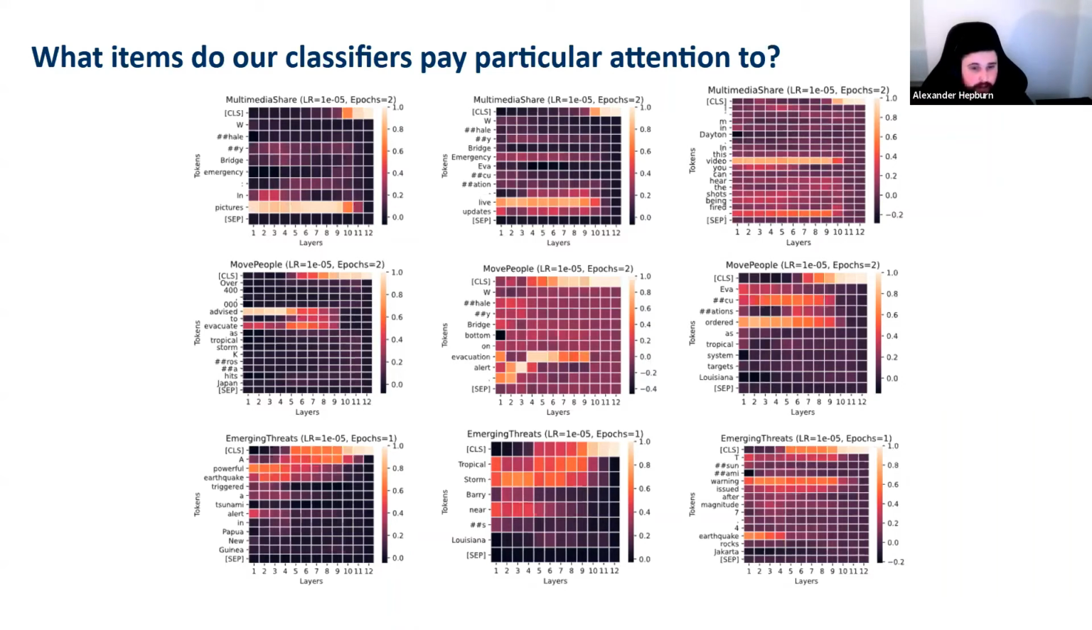From this, we can see, for instance, that multimedia share identifies tokens such as pictures, live, and video as quite strongly indicative that we're talking about an image or a clip. Move people similarly identifies tokens such as ordered, advised, evacuation, alert. For emerging threats, you've got earthquake, storm, warning, earthquake again, near.